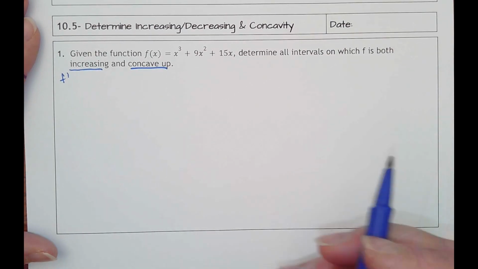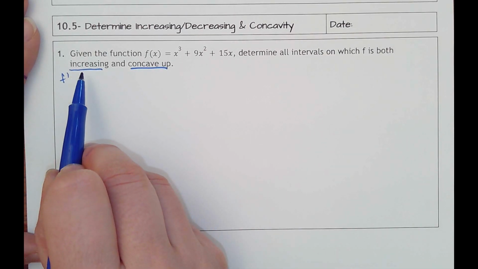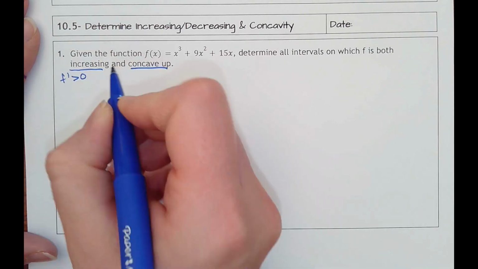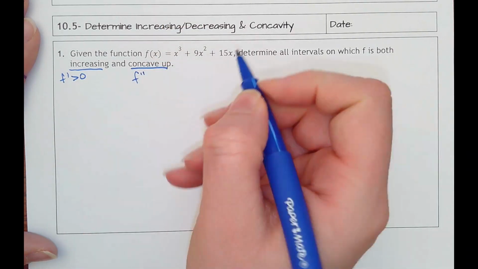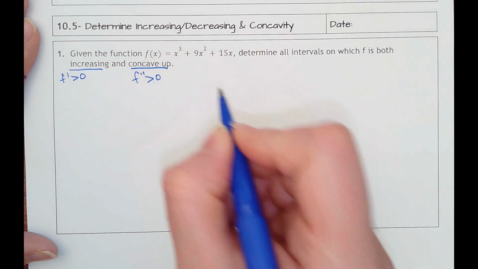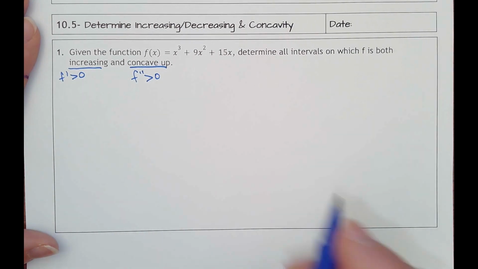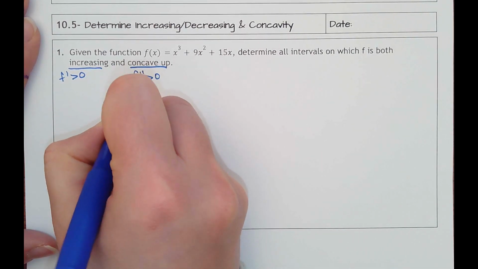The first derivative allows us to tell if a function is increasing or decreasing because it gives us its slope, and we want it to be greater than 0 or positive. And then concave up, we talked about, comes from the second derivative, specifically where it is greater than 0 to make it concave up. So we'll have to use the first derivative.